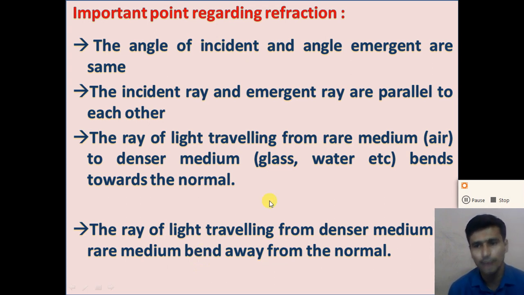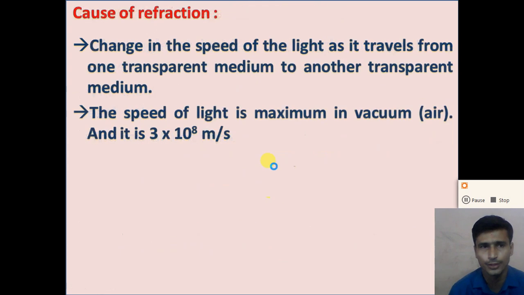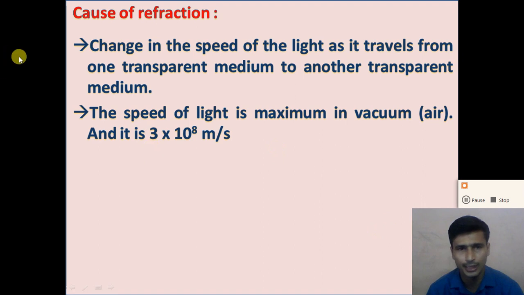So now, why does this happen, right? What is the cause behind this? The ray of light bends towards the normal, the ray of light bends away from the normal. What is the reason behind that? So we understand the cause of refraction, right? What are the causes of refraction? What do you mean by refraction?